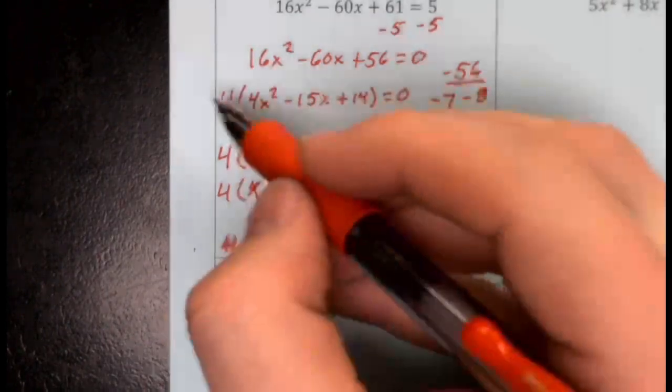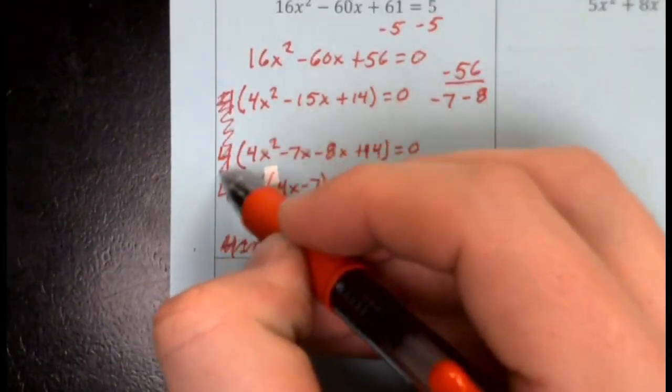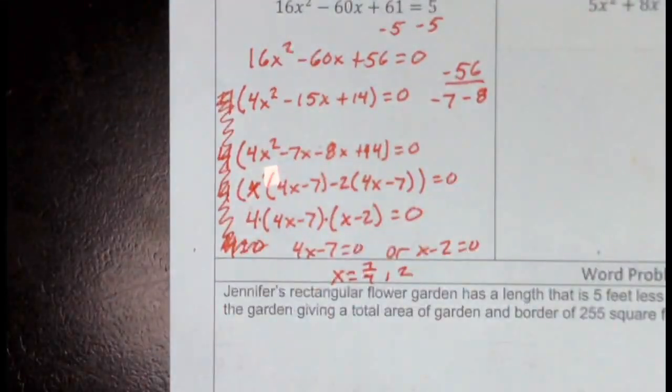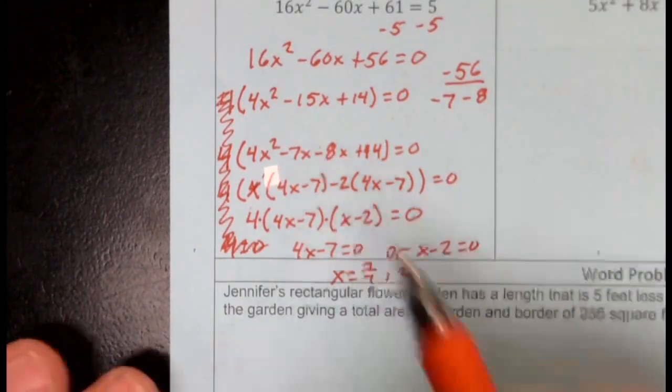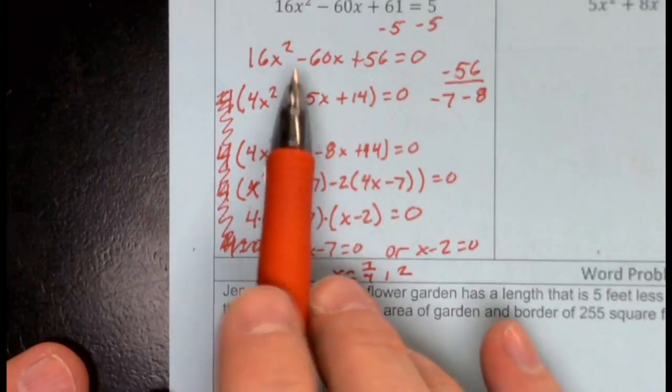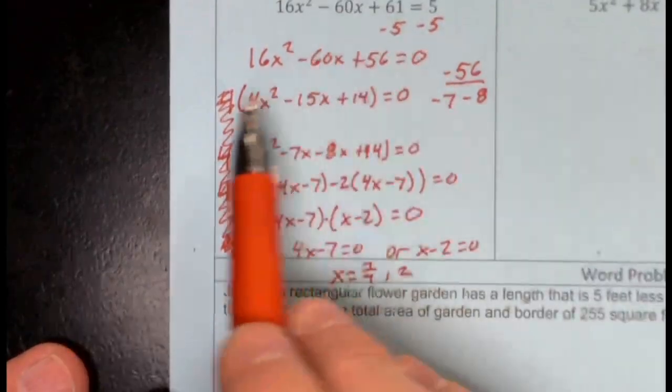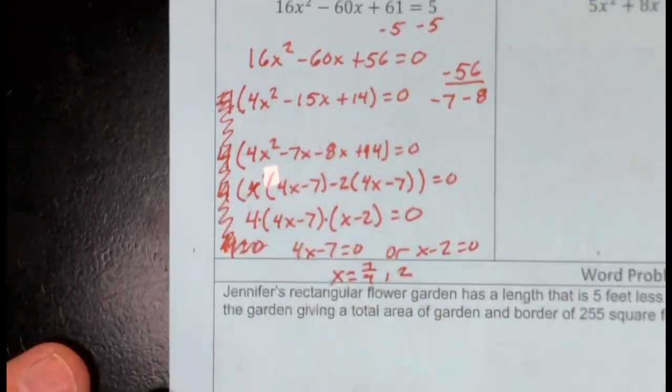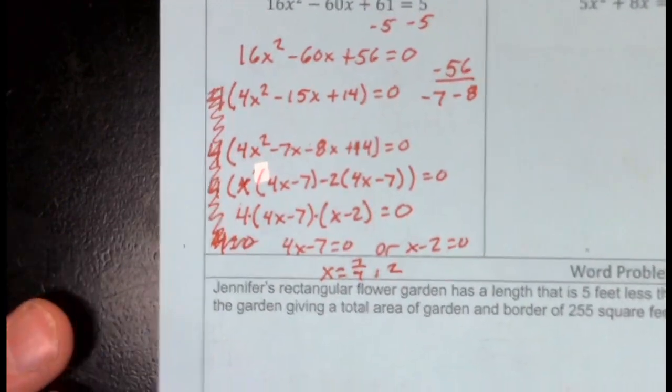So that 4 we took out doesn't do anything in this problem. What we could have also done, which I'll do on the last problem, is we could divide that 4 completely out of the problem so we don't even have to worry about it.